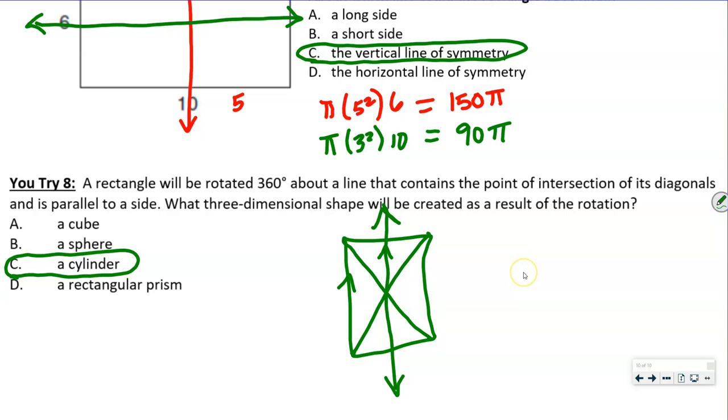So remember, anytime you rotate, you're going to end up with a round bottom. Okay? So it's either going to be a cone or it's going to be a cylinder, typically speaking. Okay?